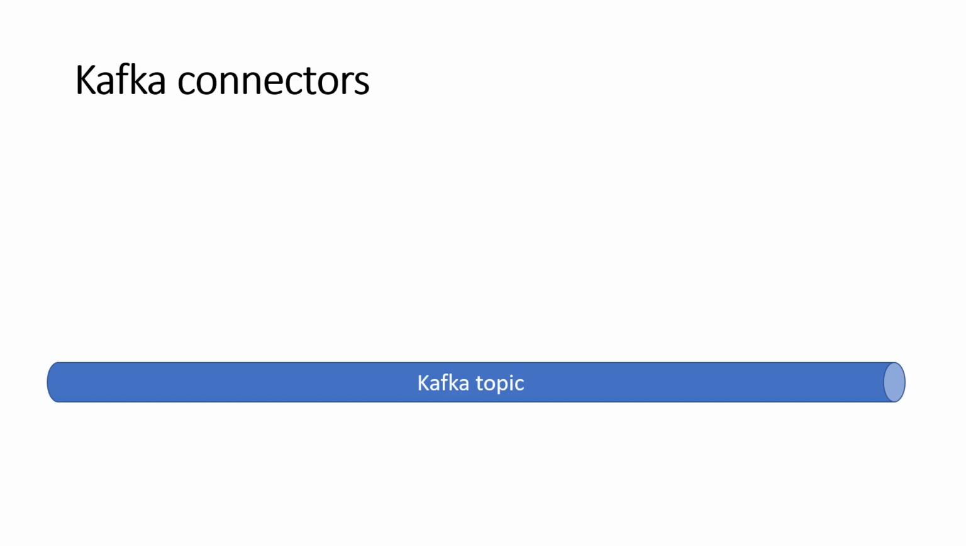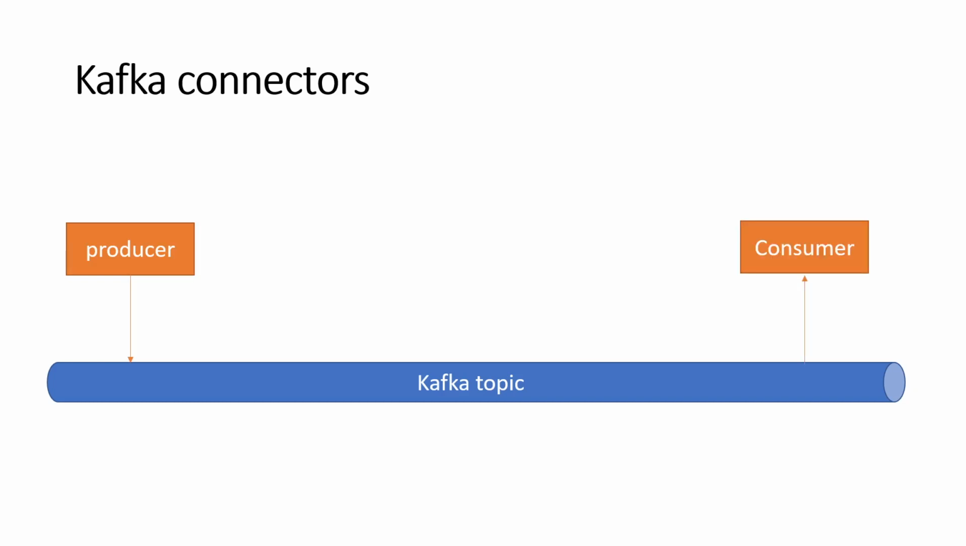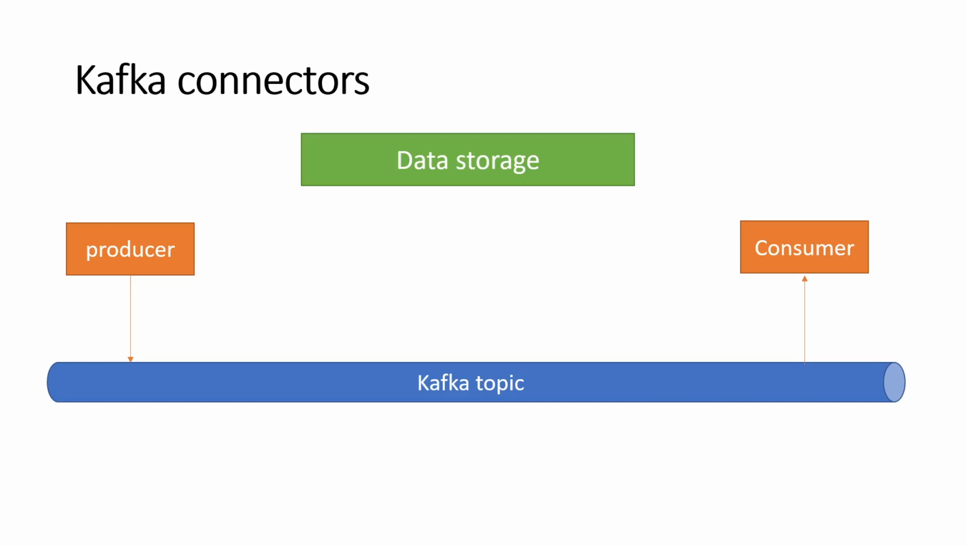We have learned before that there are two pieces of software. One is called the producer, that is used to send messages to a topic, and another is called the consumer, that is used to read or receive messages from this topic. But what if we wanted to integrate this topic with another data storage, like sending data from the data storage into the topic or from the topic to data storage? Then we need other components called connectors, and we have two types of connector.